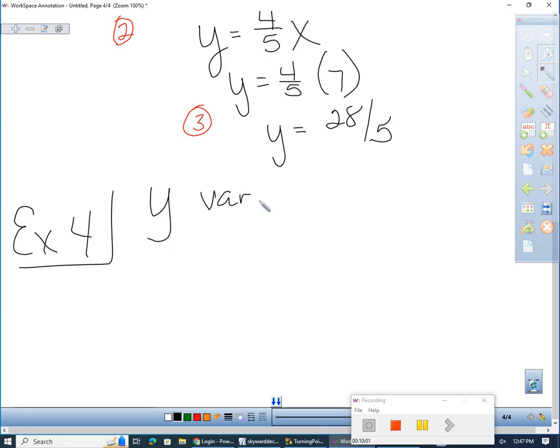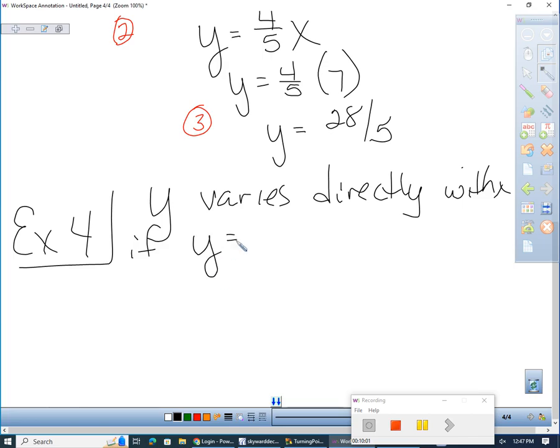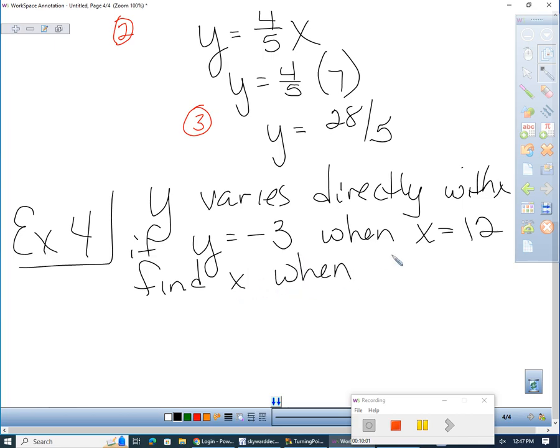Sample number 4. y varies directly with x if y equals -3 when x equals 12. Find x when y equals 9.